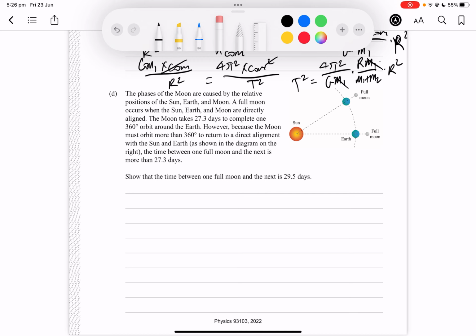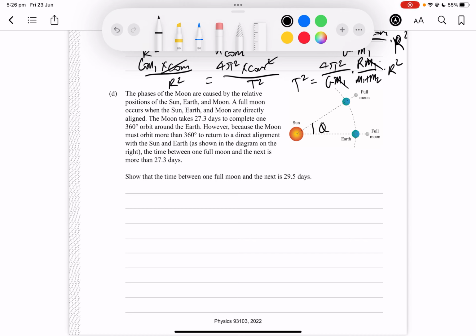However, in that time, let's just call it big T, the Earth would have also moved some angle away from the sun, which we'll call theta. And therefore the moon has to travel this theta more distance in order to be aligned with the sun. Only after it travels this theta will it be realigned with the sun.